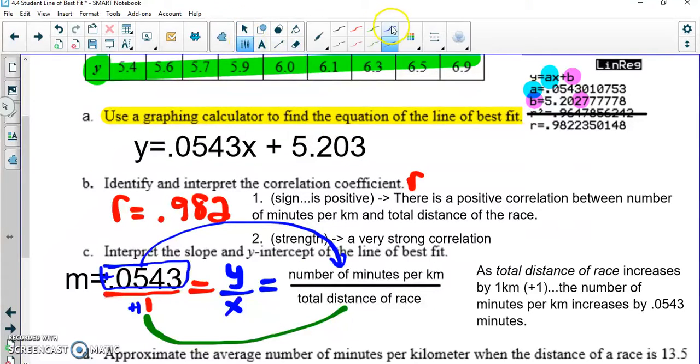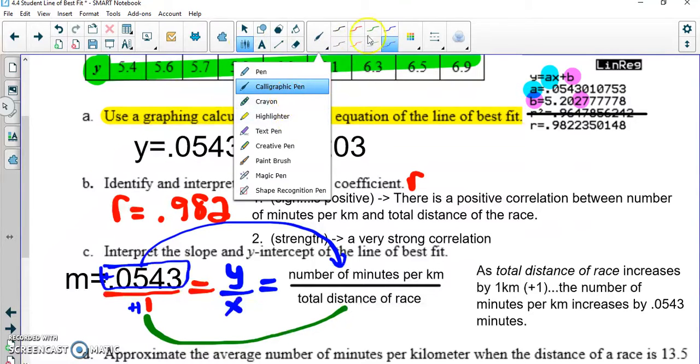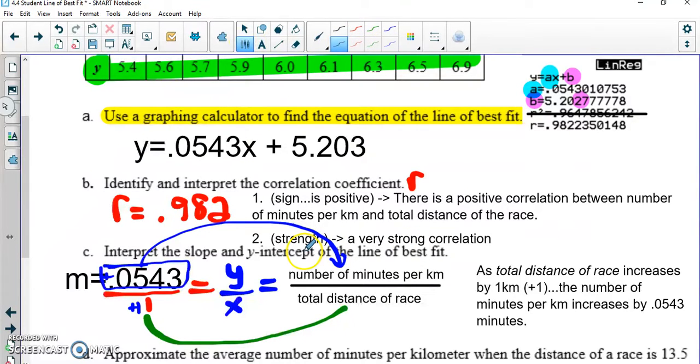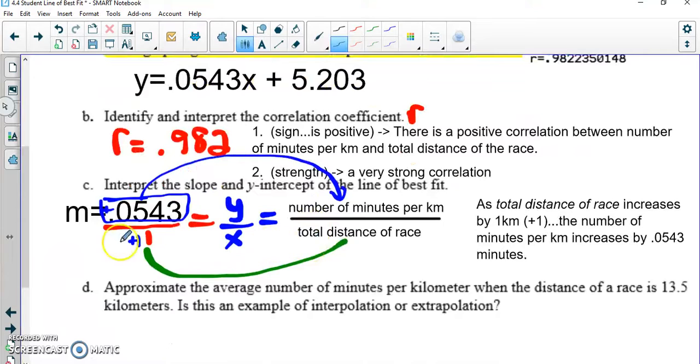The y-intercept of this line, that's our next portion. The y-intercept, which I'll do down here. So the b value was 5.23.